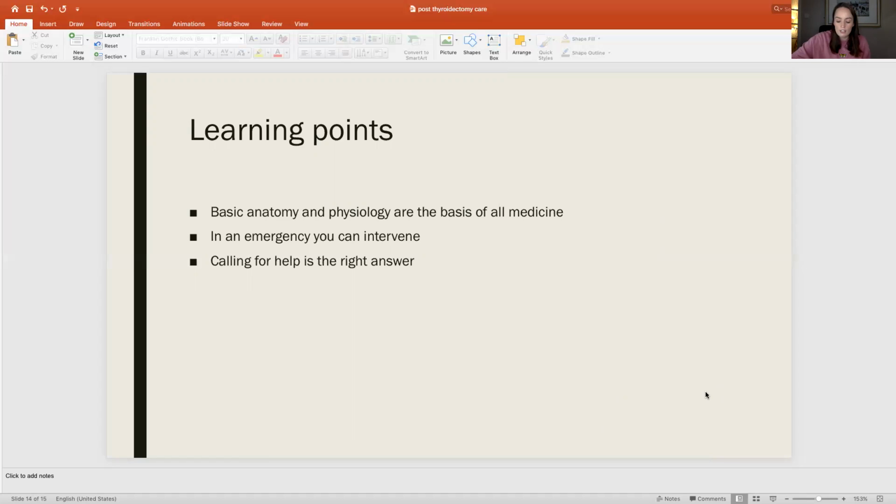You are the front liners on the wards, looking after our post-operative patients, and everybody appreciates the work that you do. It's not just about discharge summaries and medications. We know that when there's a true emergency, it's often the ward-based healthcare professionals who are first on the scene. Calling for help is always the right answer, but it's also about knowing what you can do while help is on the way. I hope you've taken something from this talk.